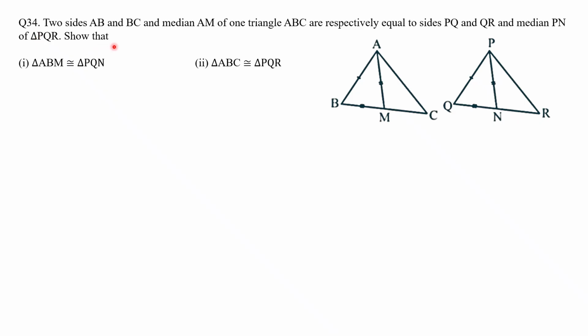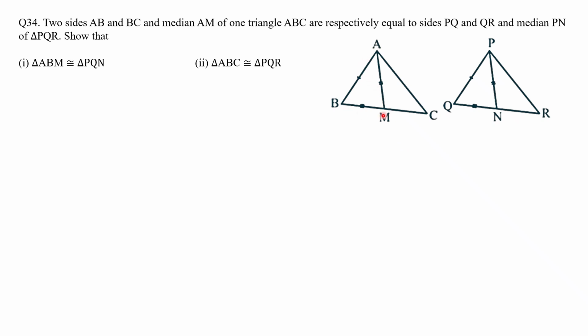Question number 34. Two sides AB and BC and median AM of one triangle ABC are respectively equal to sides PQ, QR and median PN of triangle PQR. We have to show that both the triangles are congruent. Okay, so now it is given here respectively means AB is equal to PQ, BC is equal to QR and AM is equal to PN.